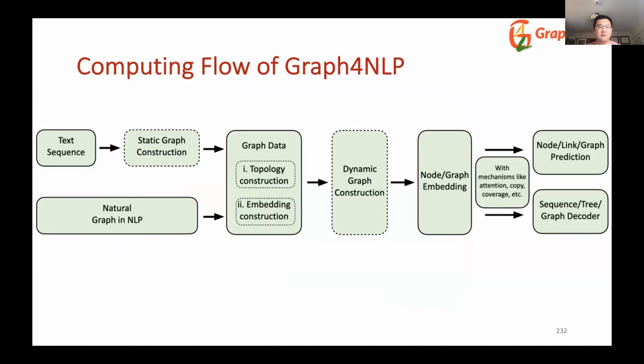or you can do variants like a sequence or tree decoder. More commonly, you may have a text sequence. In that case, you can either do static graph construction and then pass it to the graph data, and then have a dynamic graph construction, or you can skip the static graph construction part and later do a dynamic construction, or you can do both. So this is really your choice. Yeah, this is very easy to use.